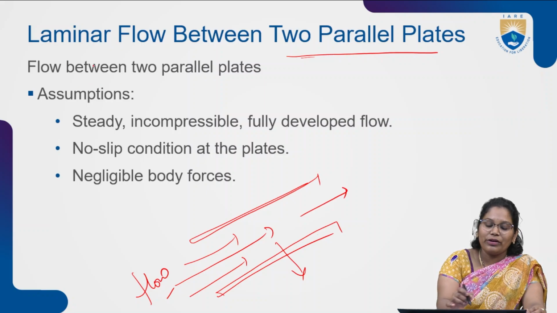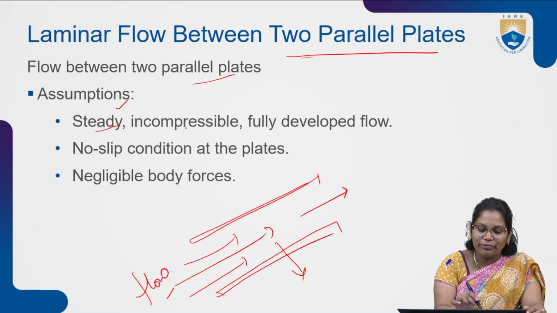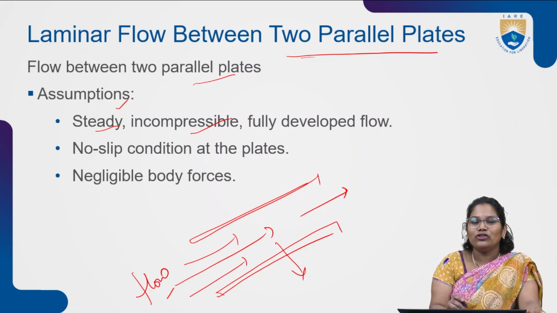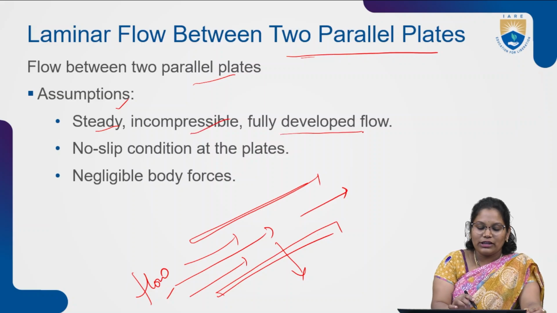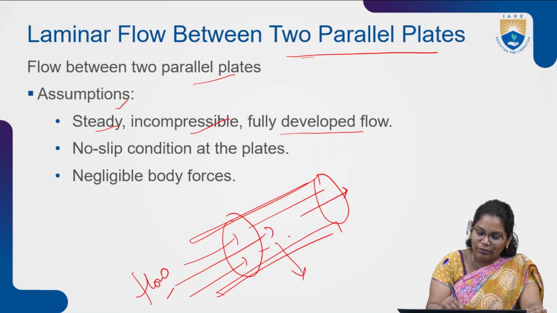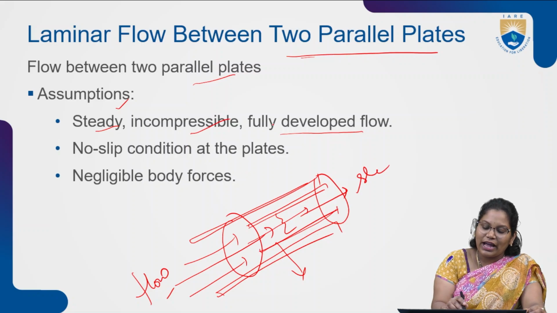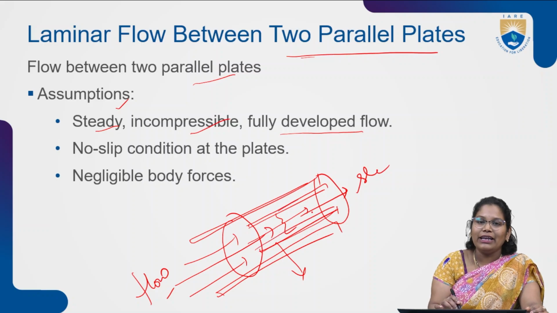For deriving flow between two parallel plates there are three assumptions: the flow should be steady, it should be incompressible, and it should be fully developed flow. When you place two parallel plates, the flow should be steady, incompressible, and fully developed. Flow should move in between the parallel plates.